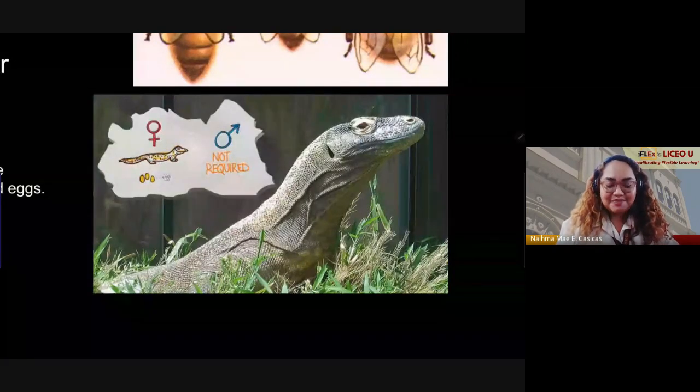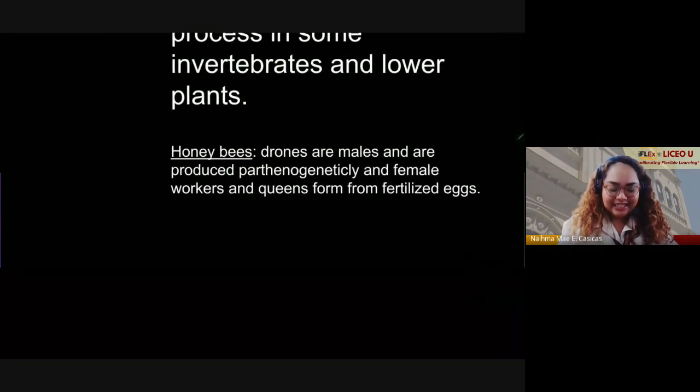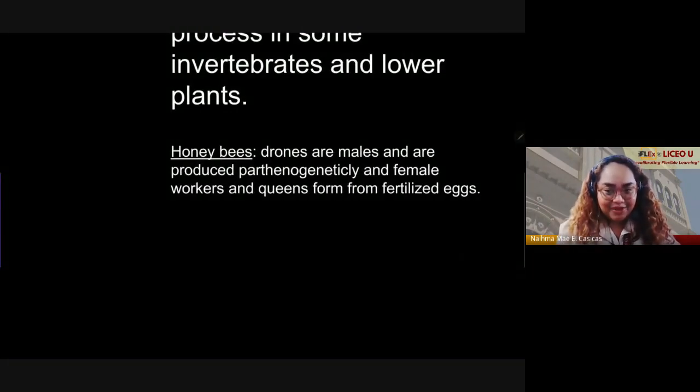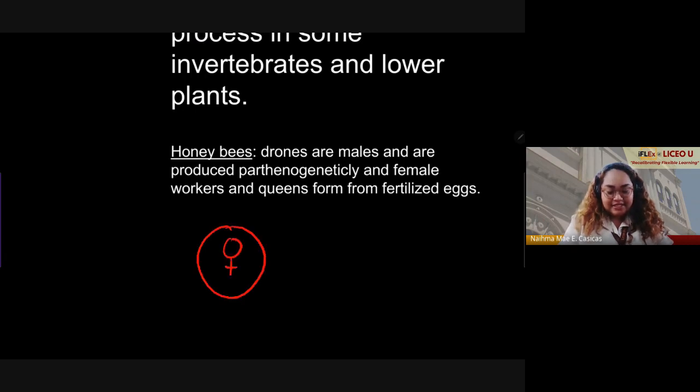Now, what is parthenogenesis? Parthenogenesis is like this. Your female Komodo dragons are like other female animals, wherein the number of egg cells is already predetermined. So this is an egg cell. And then there are other egg cells that are found in your ovaries that have not really matured yet. So they're considered to be polar nuclei.